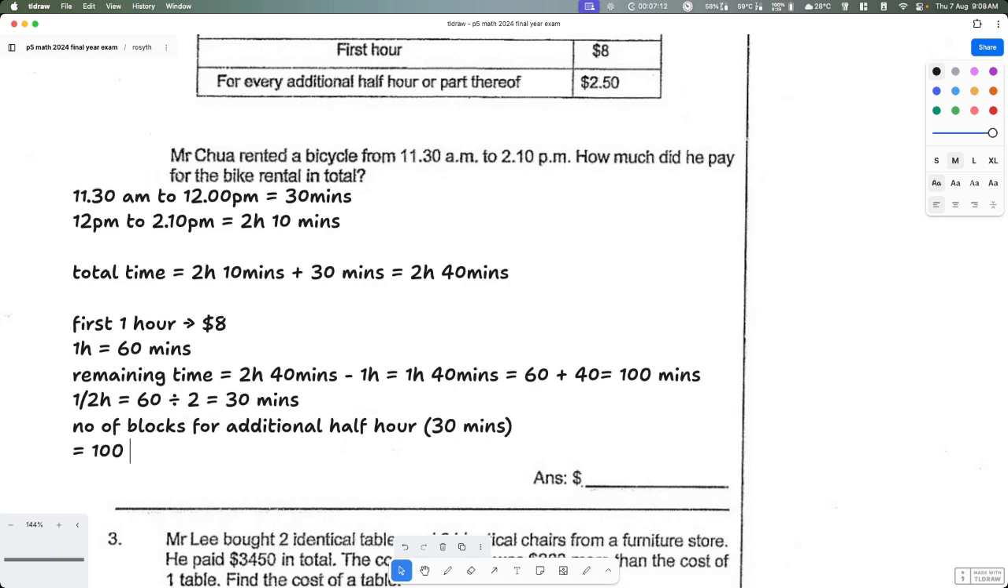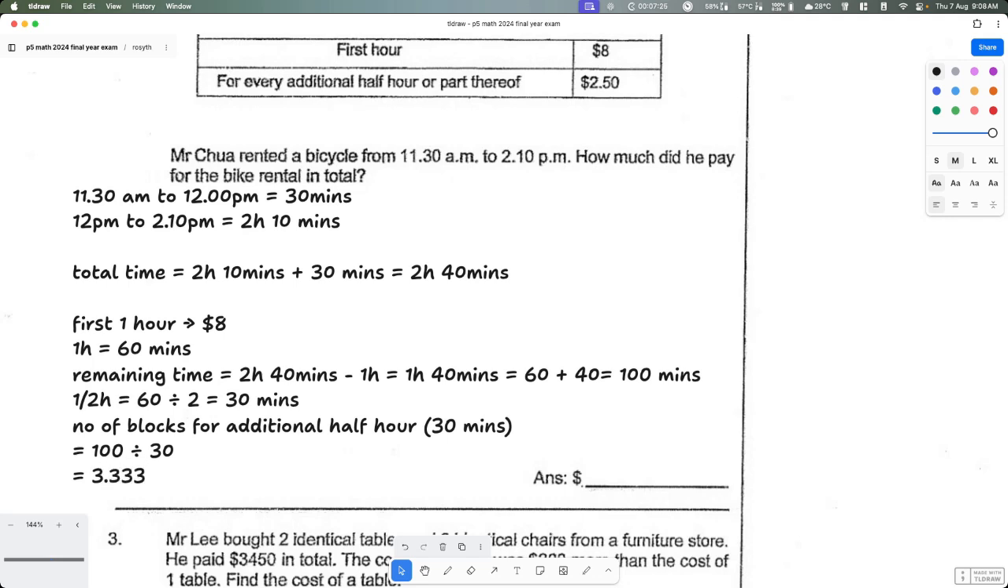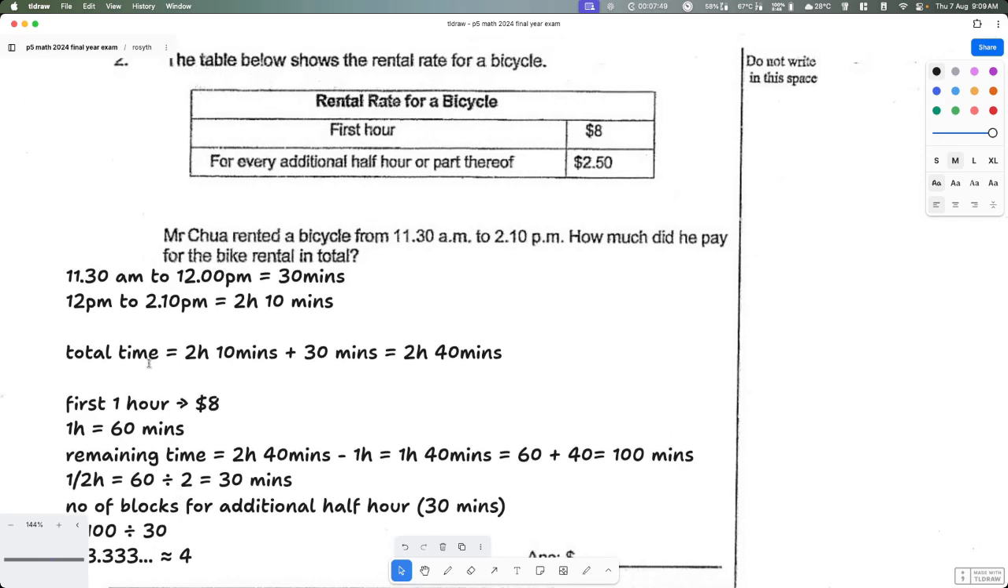So this is 100, and then we divide by 30. Okay, this will give us 3.333 dot dot dot, and then we will round up. This will give us 4. Round up because it includes part of a block. Okay, if that makes sense, right? So we have number of blocks. That's what I see over here.